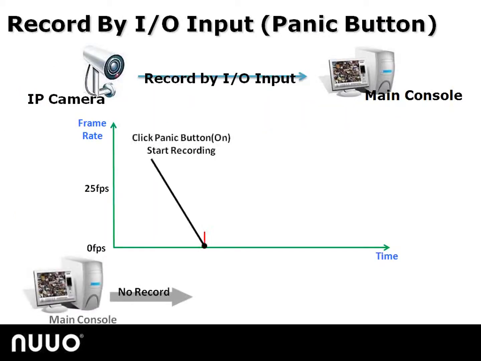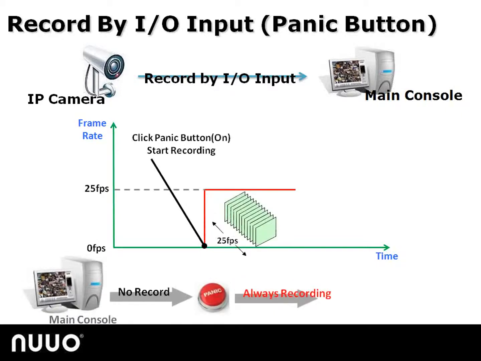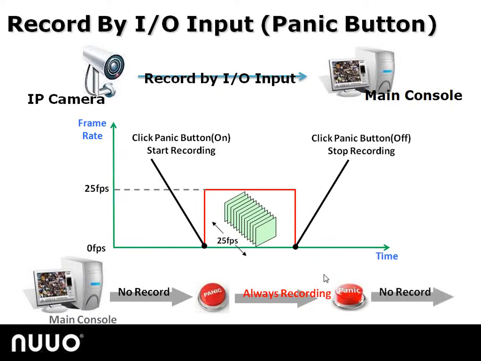So this page shows you that when the panic button is pressed, the main console will start always recording mode and get the original streaming from the IP camera. After pressing the panic button again to disable the event, the main console will stop recording.